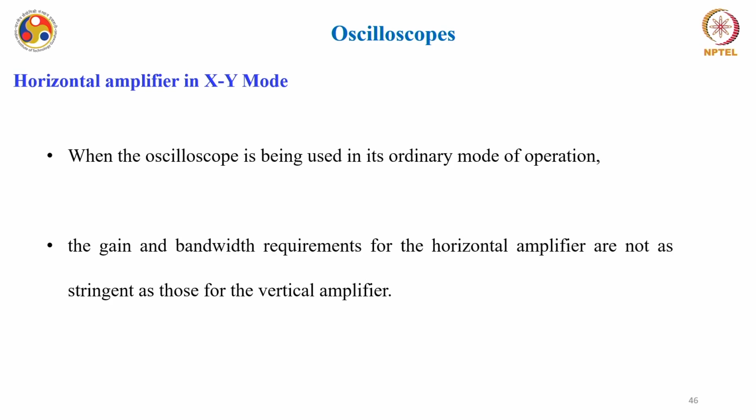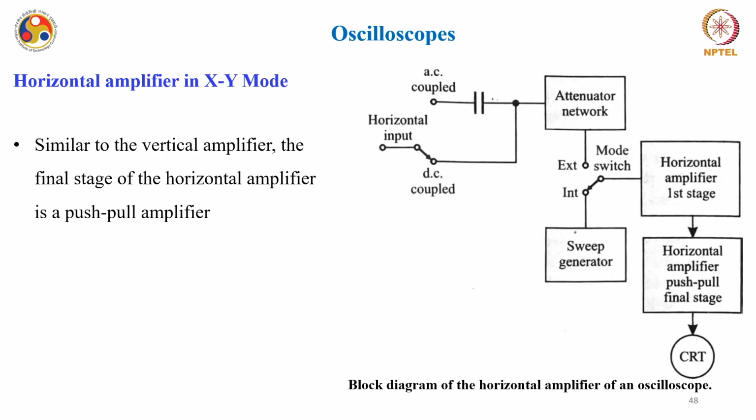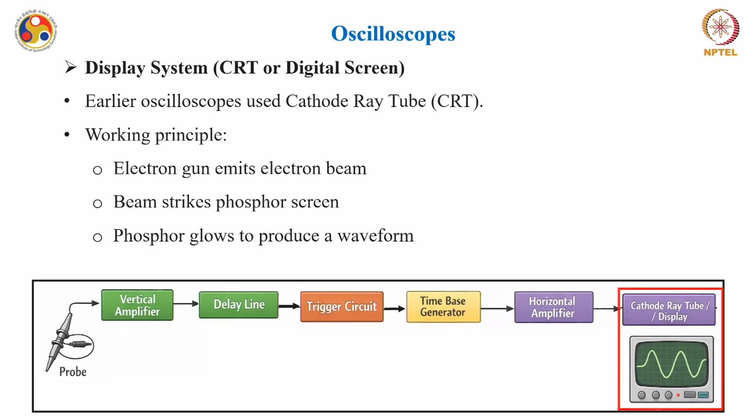So, when the oscilloscope is being used in its ordinary mode of operation, the gain and bandwidth requirements for the horizontal amplifier are not as stringent as those of the vertical amplifier. The requirement in this case is less demanding. Similar to the vertical amplifier, you can see that the horizontal amplifier's final stage is also a push-pull stage, which means that you have a 180 degree shift at the output.